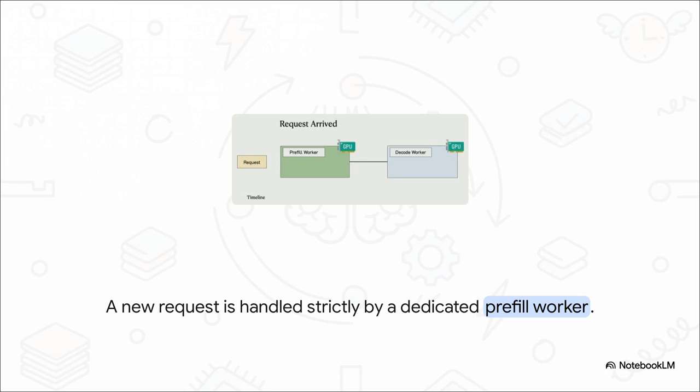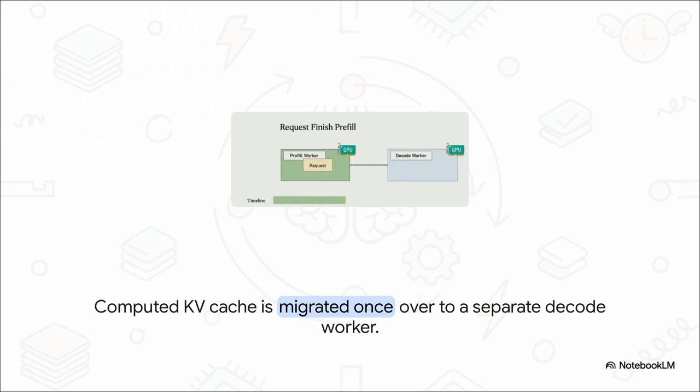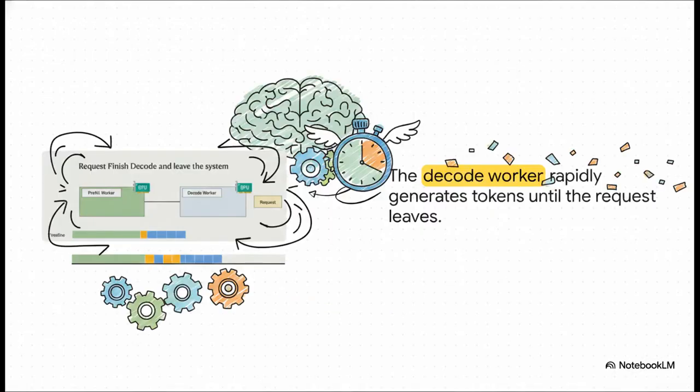Building on that, using disaggregated compute, we actually physically separate the heavy reading phase from the writing phase. When a new request arrives, it's handled strictly by a dedicated prefill worker whose only job in the world is to process that initial prompt. Then, the second that prefill worker finishes reading the prompt, the computed KV cache memory is migrated, just a single time, over to an entirely separate decode worker. Finally, the decode worker takes over to actually write the answer. It generates the ongoing tokens until the request leaves the system.